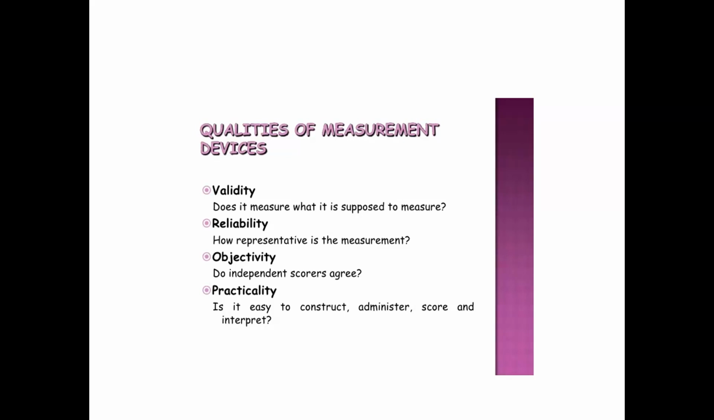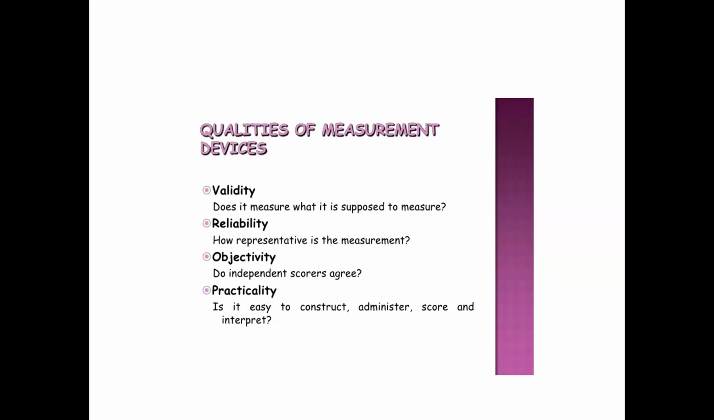Objectivity means, do independent scorers agree? I think you know about objectivity and subjectivity. Often in these essay type questions, if marked by 2 or 3 examiners, there can be slight variations in the marks. For example, if the total mark is 15, the first marker will give 13 marks, the second marker might have given 12 marks, and the third marker about 11 marks. So there can be slight variations, right? There is subjectivity. There can be major variations also, but if there are major variations, it's an error of the test. So objectivity means reducing this variation among the marks.